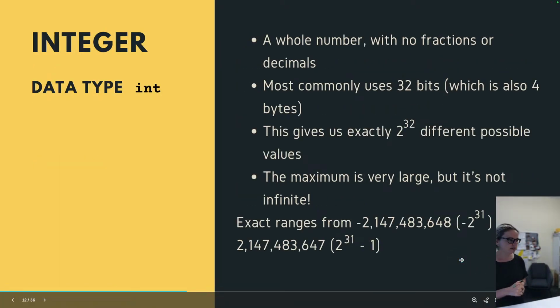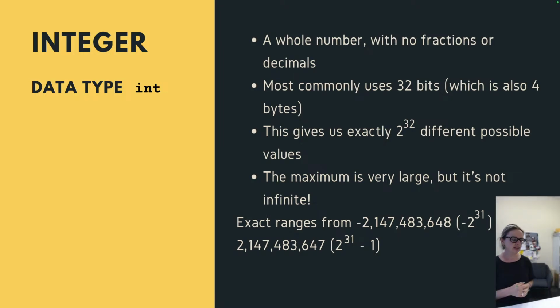Okay, let's talk about ints, and then we're going to do some lovely, lovely code. Okay, so an int is a whole number, and it's got no fractions or decimals. It's just a whole number, really. There's nothing hanging off it. So most commonly it uses 32 bits, which is also 4 bytes, but don't count on it, right? It's not always 32 bits. Who knows why it's not always 32 bits? Does anyone know in the chat why it's not always 32 bits?